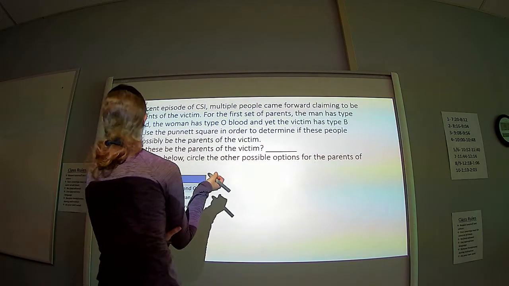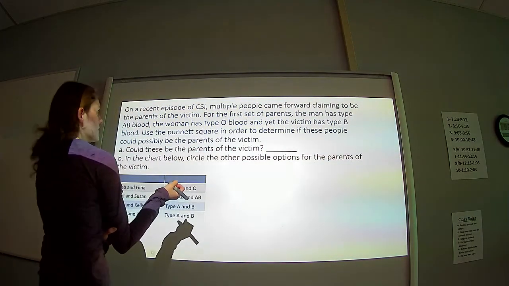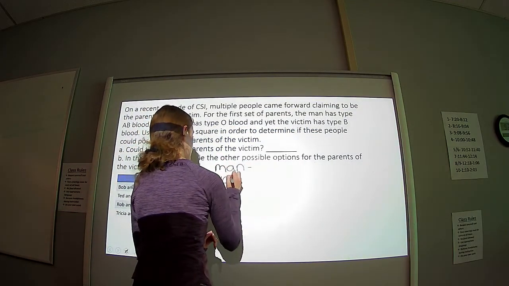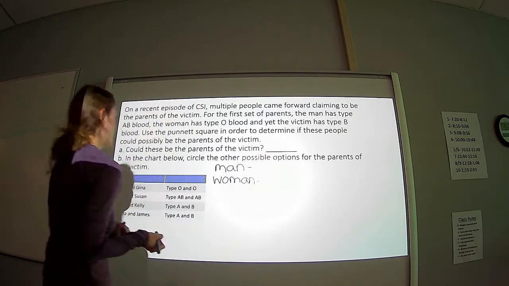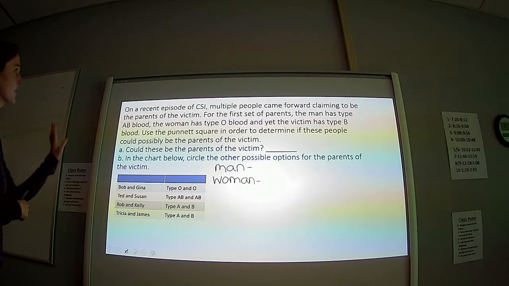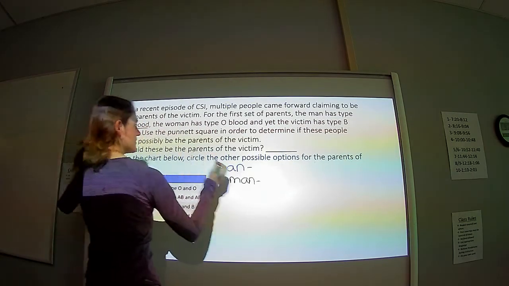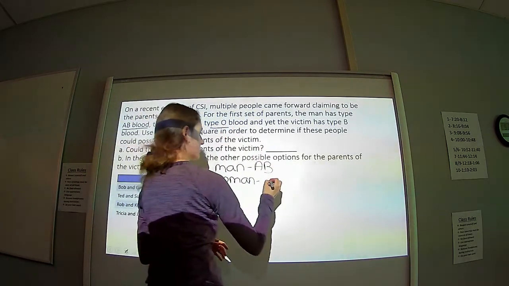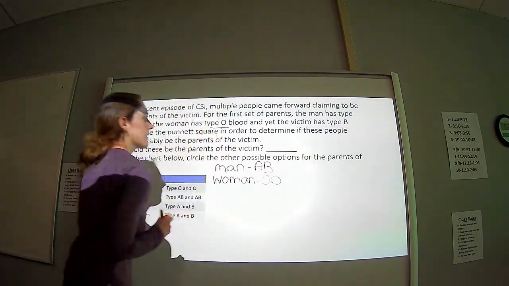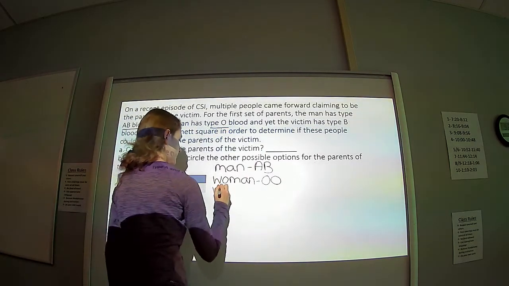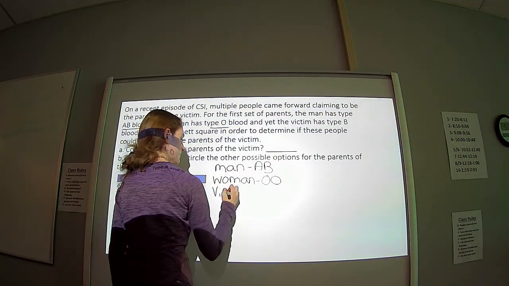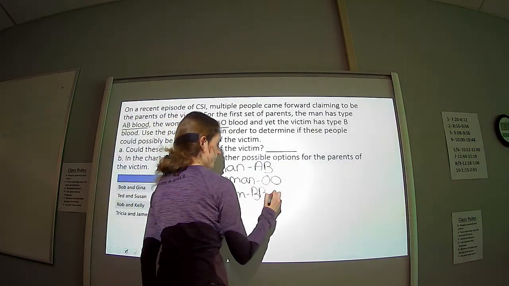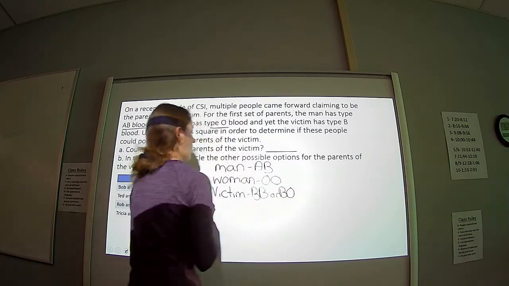All right. Man, woman, instead of mom and dad, because we don't know if they're mom and dad or not. The man has type AB blood. All these men have AB. And the woman has type O blood. Victim is B. Okay, you have 2 possibilities there. They could have been BB or BO.